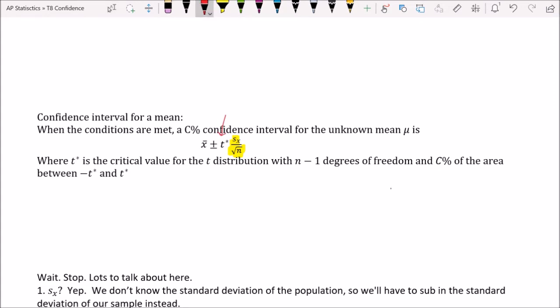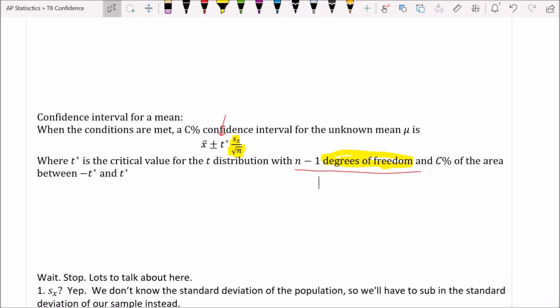The other key difference to notice is that right there it's t star, not z star. What is t star? T star is still the critical value, just like how z star was the critical value. But it has n minus 1 degrees of freedom. You probably want to write that down. That's going to be something we're going to be talking about more and more. It's something we'll need to know. And everything else about it works the way that you would think that it does.